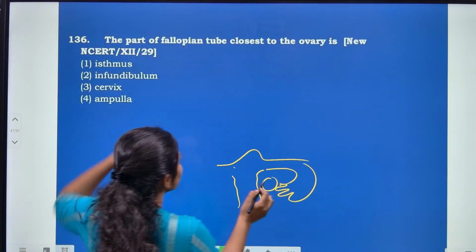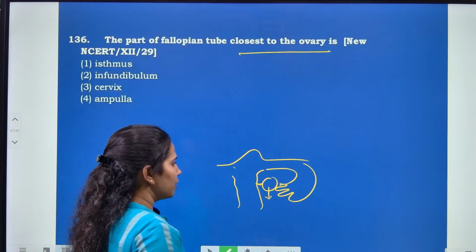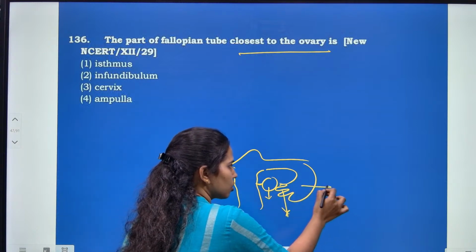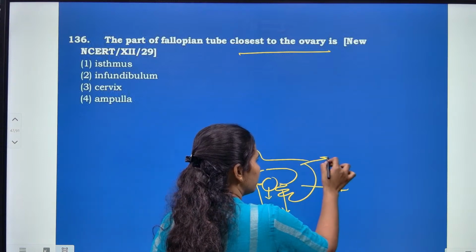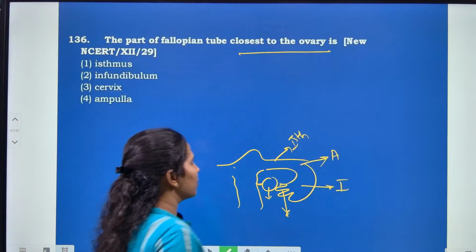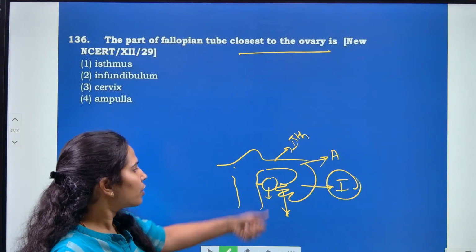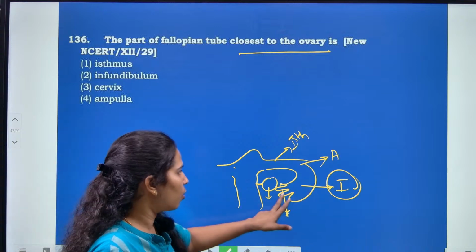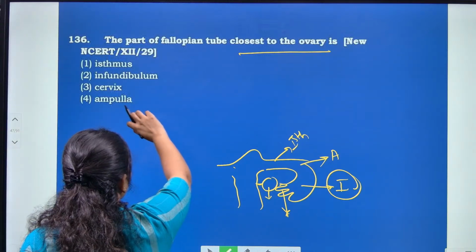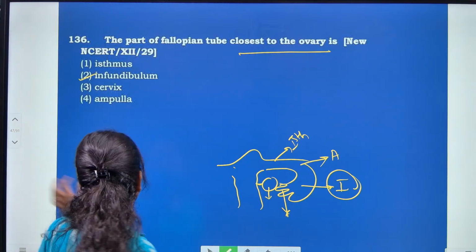Now the closest part to the ovary, the ovary which is present here, which is located with the help of the ligaments to the wall of the uterus. So these are the fimbriae here, and this is called the infundibulum. After the infundibulum, it is the ampulla, and the last one is the isthmus junction. So the part of the fallopian tube very close to the ovary is called the infundibulum here. It is not the cervix, it is not the ampulla, or the isthmus. So it is the second option, that is option 2 is the right option here.